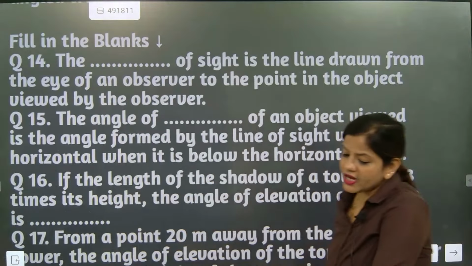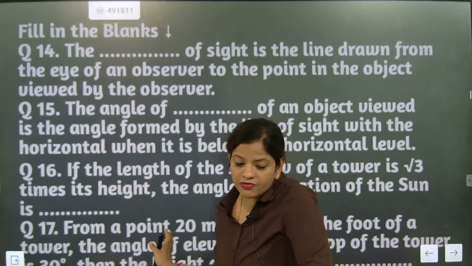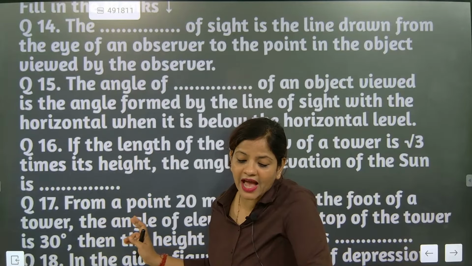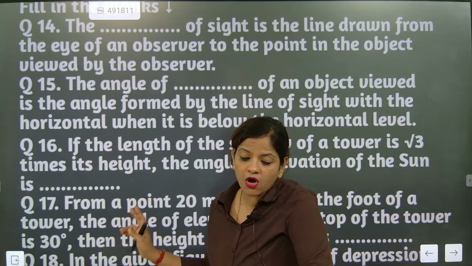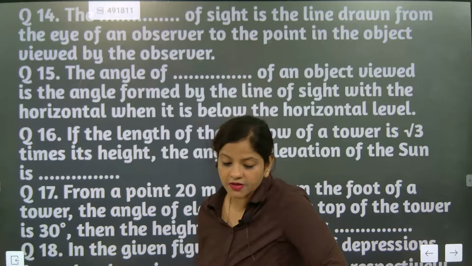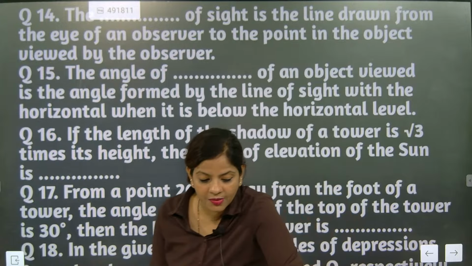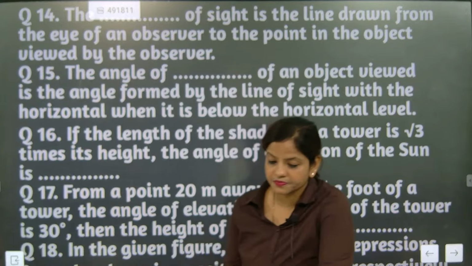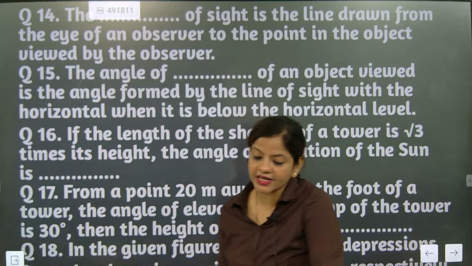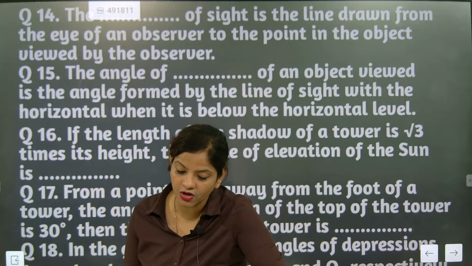Very good. So now with the next one, come on, do it fast. Question number 15. The angle of dash of an object viewed from is the angle formed by the line of sight with the horizontal when it is below the horizontal level. Is it angle of elevation or angle of depression? Again, mistake is coming. Come on, check one more time. The correct answer is depression, not elevation. Now you people are correct.